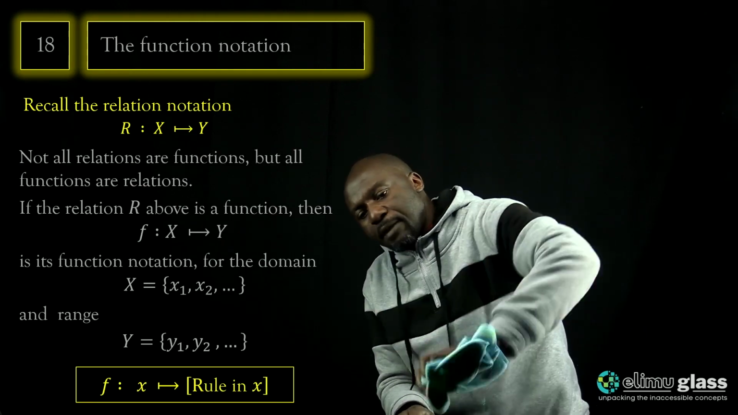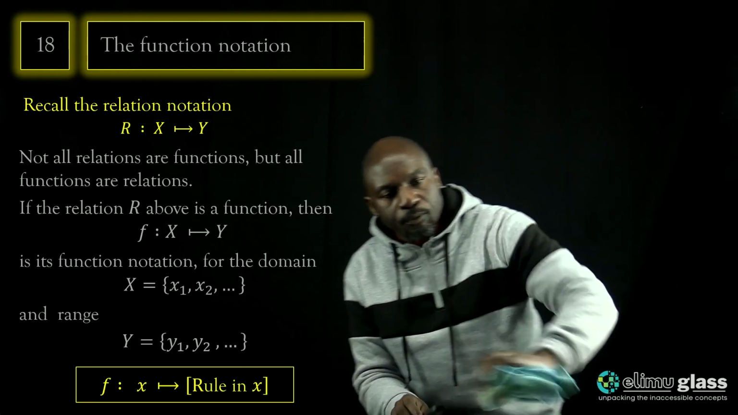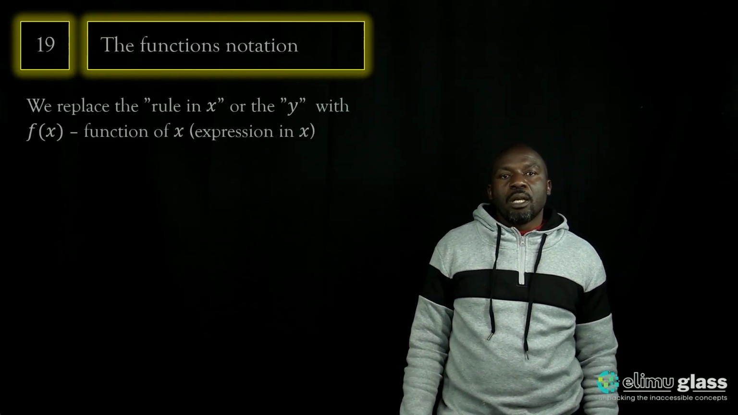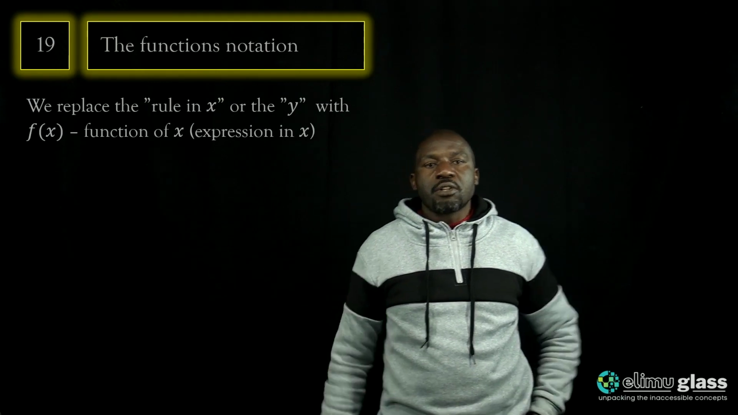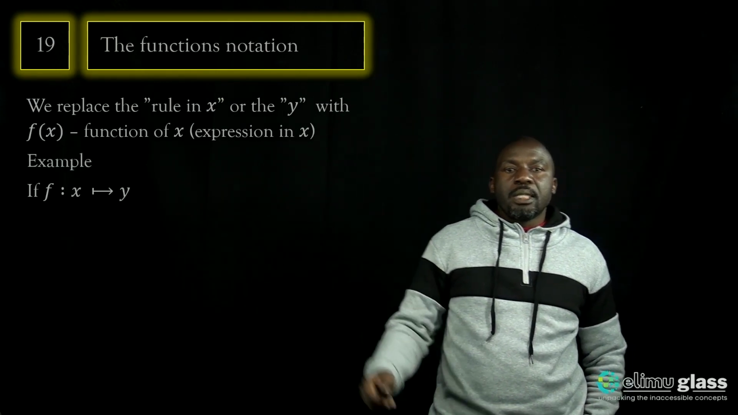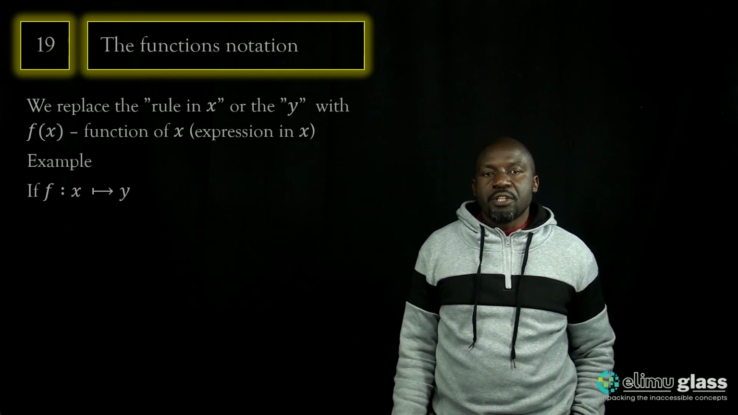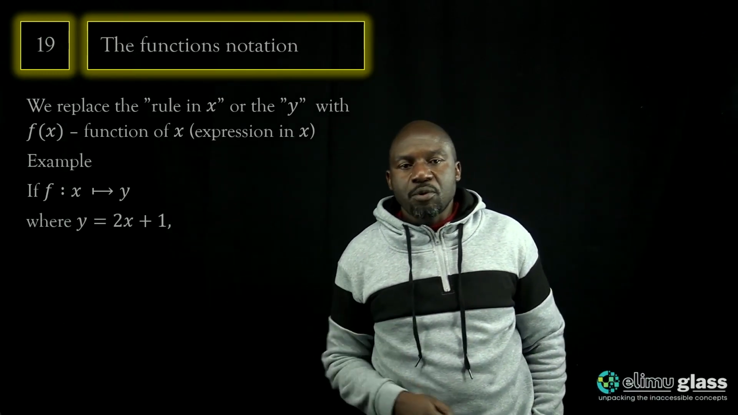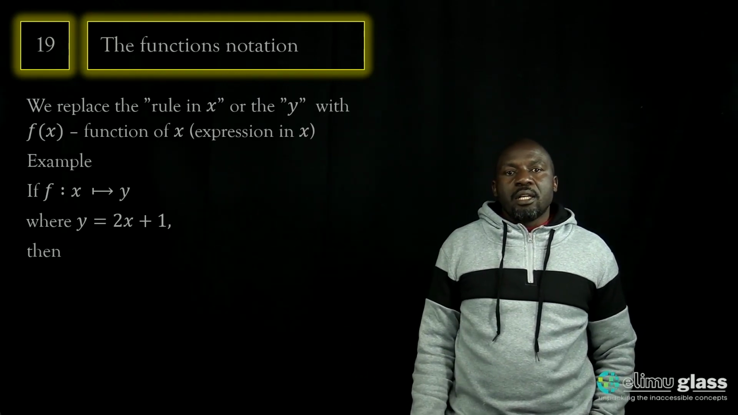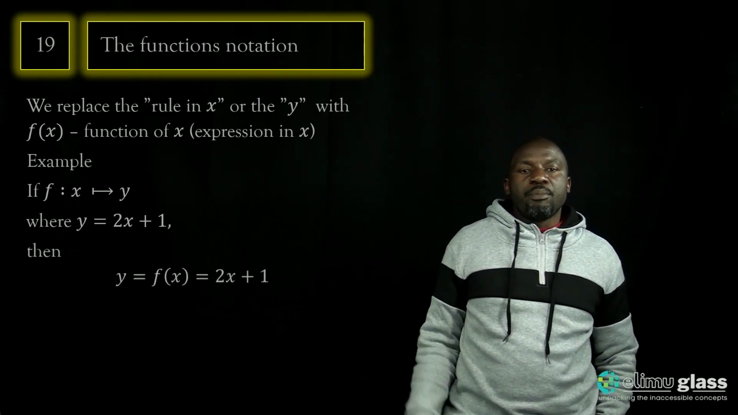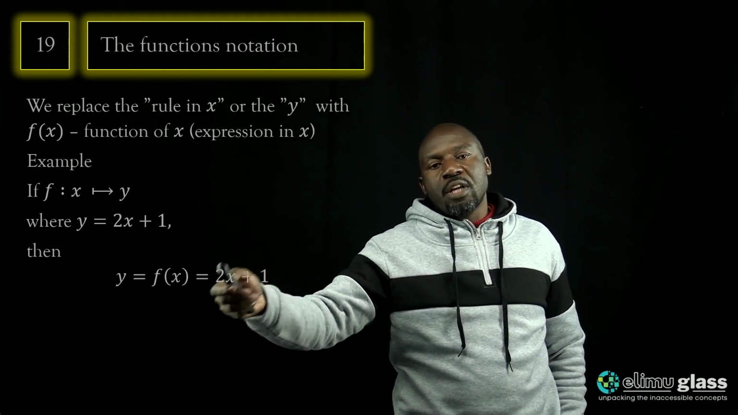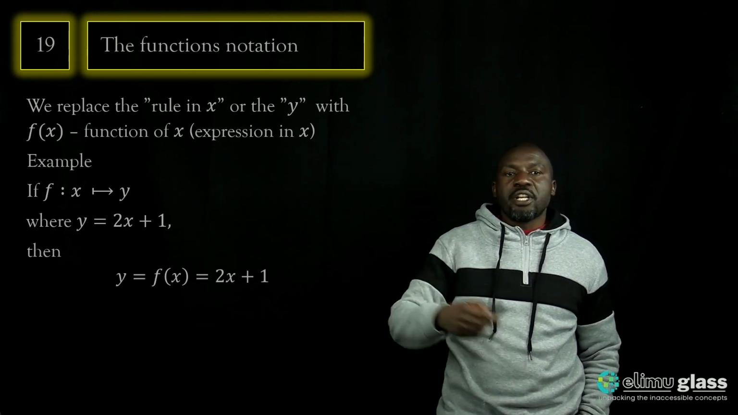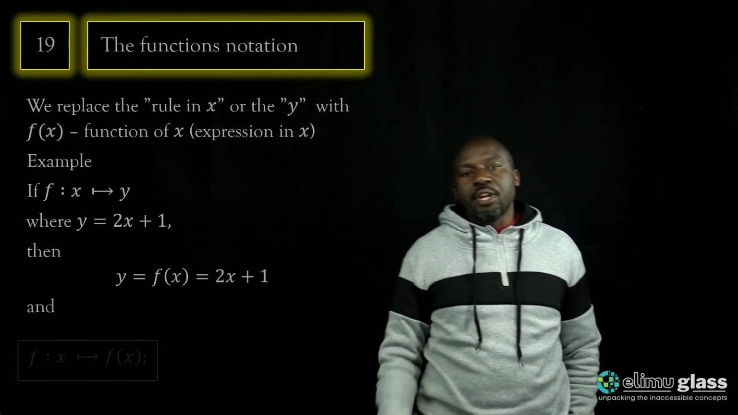Pretty straightforward stuff. Let's finish off. For example, if a function is such that x maps onto y, where y is represented by 2x plus 1, then we can remove the y and replace it with f of x, or put the rule itself, 2x plus 1, where 2x plus 1 is the value of the function expressed in terms of x. And so what do we write?